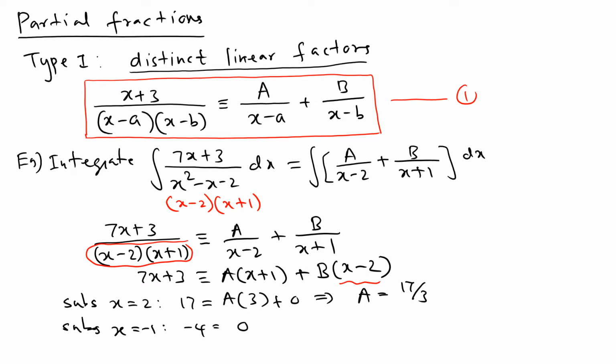If you put -1, this is 0. From the b term, you get -3, because -1 minus 2 is -3. This is going to give you the b value. So the b value is -4 over -3. That means 4 over 3. Okay, so we found a and b.